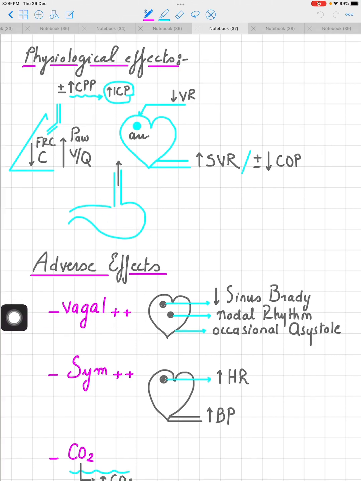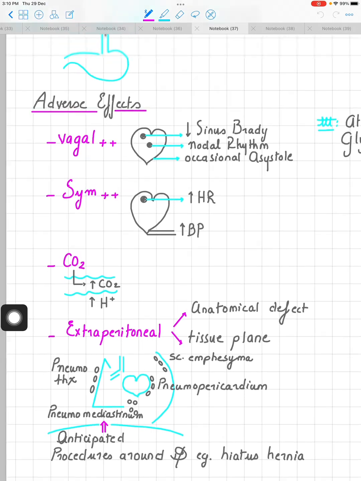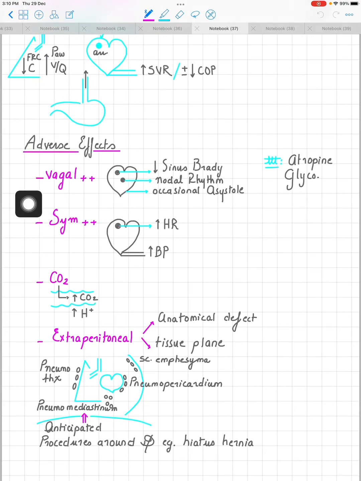Now let's discuss the adverse effects. Stretching of the peritoneum may cause vagal stimulation, resulting in sinus bradycardia, nodal rhythm, and occasional asystole. Anticipate and treat with vagolytics like atropine and glycopyrrolate. Gas insufflation may result in a sympathetic response, leading to hypertension and tachycardia. Carbon dioxide is readily absorbed from the peritoneum and may cause hypercapnia and acidosis.